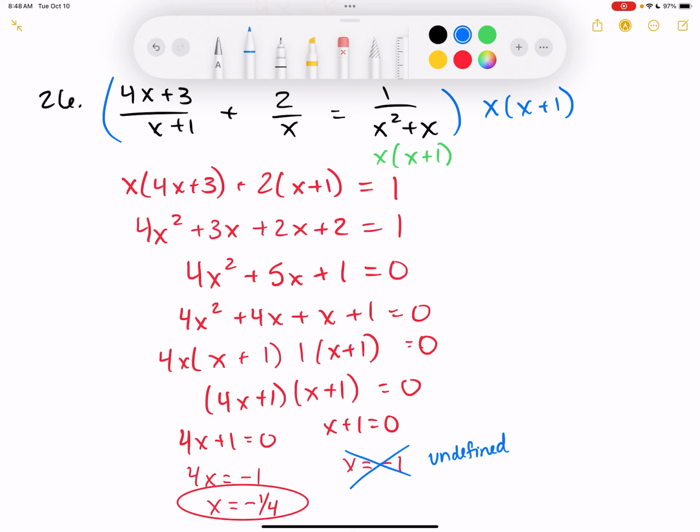So -1/4 is fine because it doesn't cause the denominator to be 0. But -1 would cause this denominator to be 0, which is a problem. And it would actually end up causing this one to be 0 as well, because -1 squared would be +1, plus -1, so that would be 1 minus 1, which would be 0, which would be a problem. So this causes it to be undefined. So the only one that actually works is -1/4.